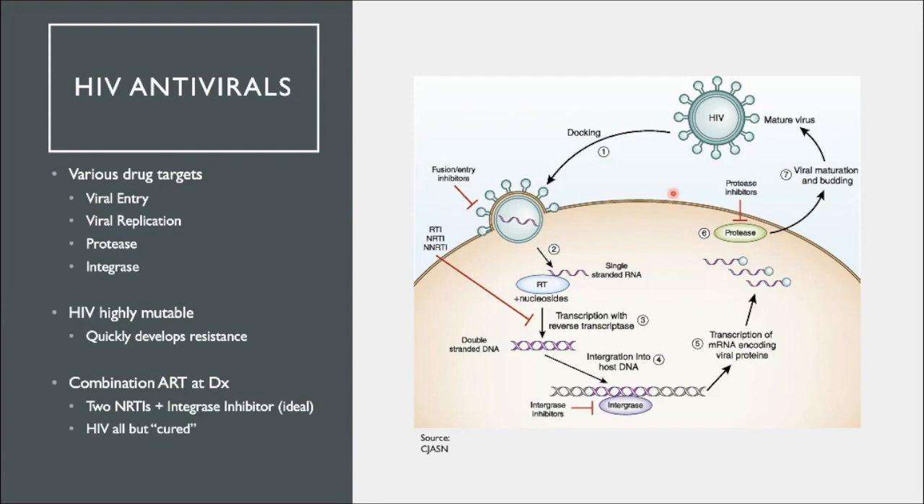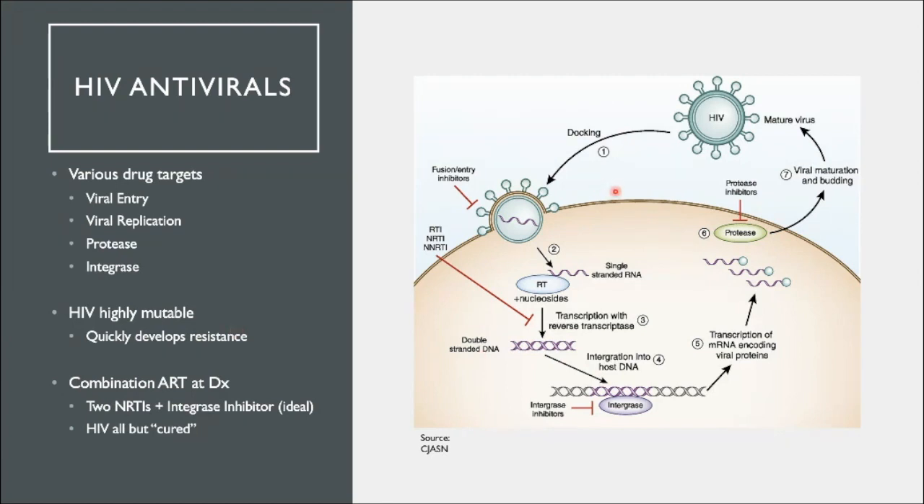So there's a lot going on here. Ideally, you want to use two NRTIs and an integrase inhibitor. We'll talk about what those are here in a second. But the key thing to keep in mind with HIV is it is able to mutate a lot. So you kind of have to play with these drugs a lot. And that's why there's so many of them.